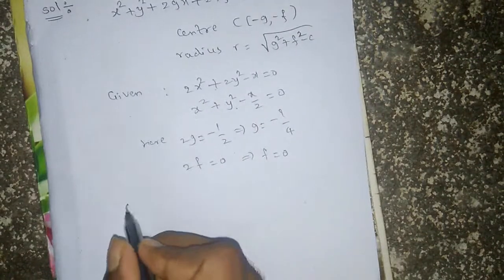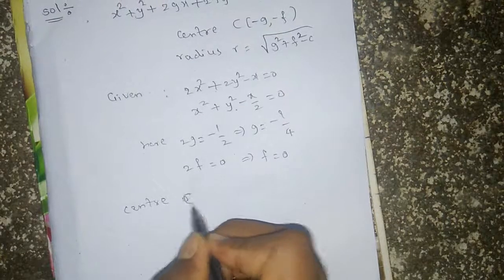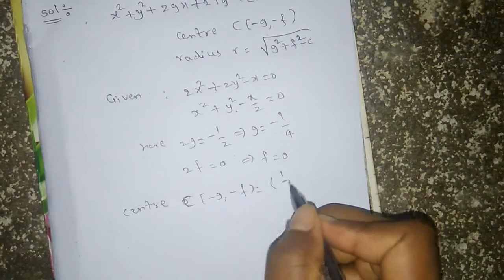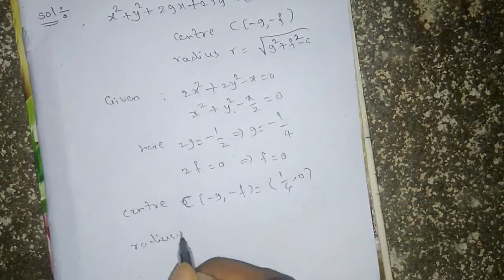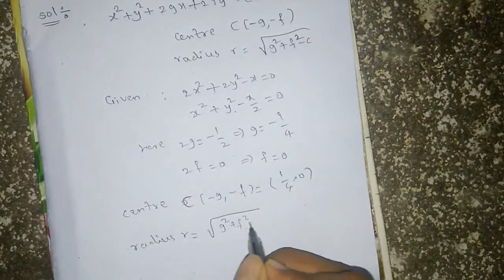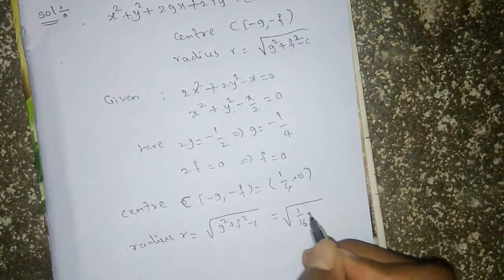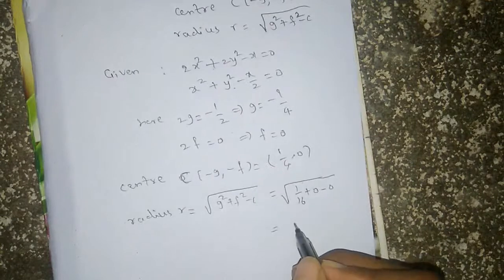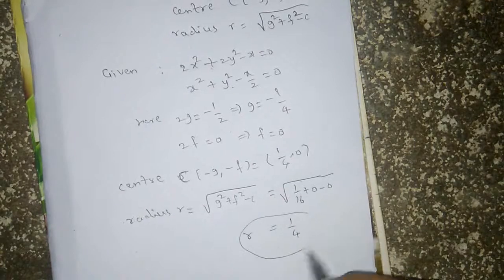Therefore center of circle is minus g comma minus f, that is 1 by 4 comma 0, and radius of circle is, that is r is equal to root of g square plus f square minus c. Here g square is 1 by 16, f square is 0, c is also 0. Therefore 1 by root 16 is 1 by 4. That is the radius of the circle.